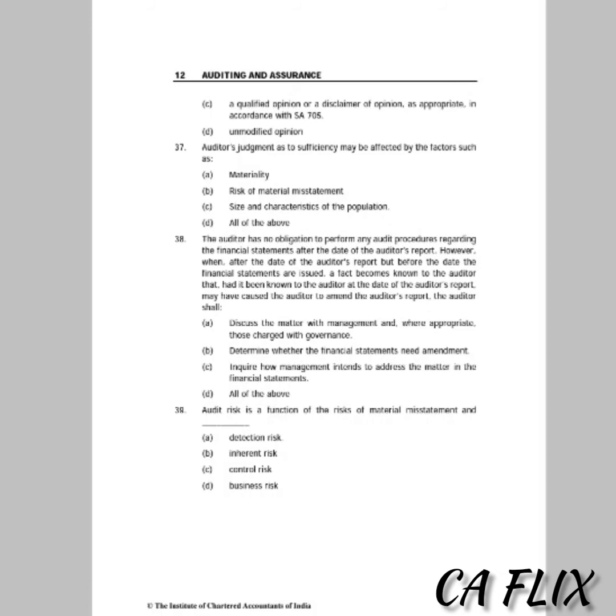Question 39. Audit risk is a function of the risk of material misstatement and dash. Option A, detection risk. Option B, inherent risk. Option C, control risk. Option D, business risk.